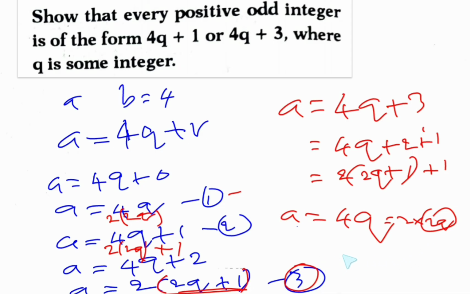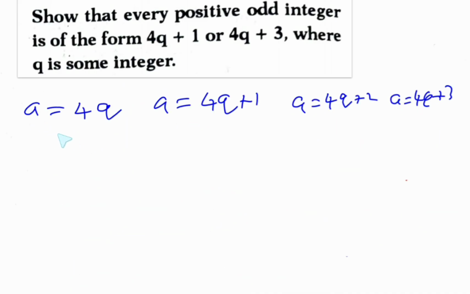So it is divisible by 2. It is also divisible by 2. Then these two, 1 and 3, are even numbers. Now observe here, 4q plus 1 means 2 into 2q plus 1. 2 into 2q is even, plus 1 is an odd number, and here also 2 into a number, multiplying with the number plus 1, is an odd number.